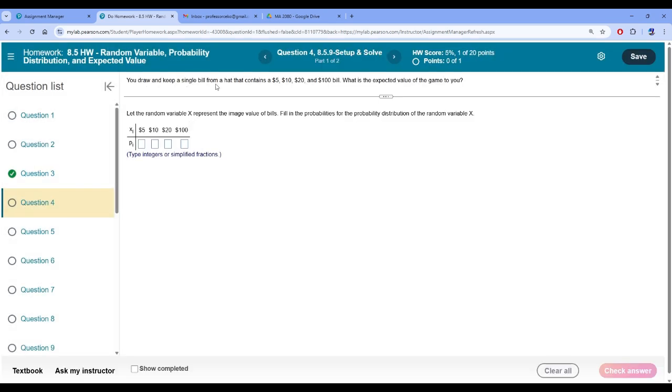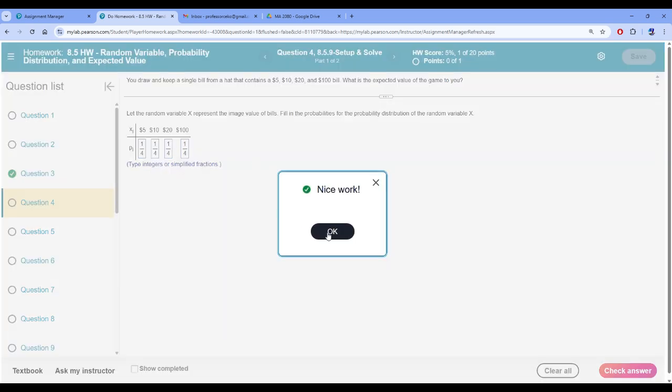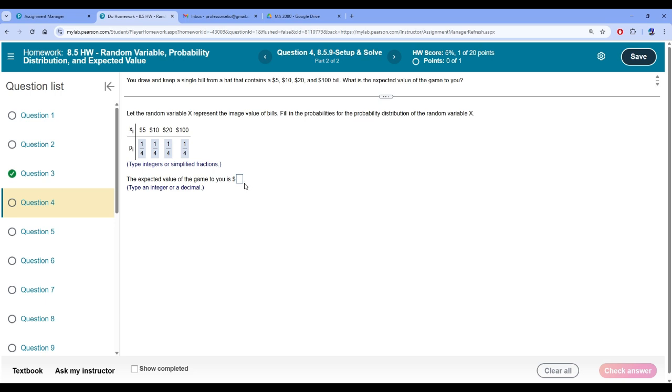So here, you draw a bill from a hat that contains 5, 10, 20, and 100. What's the expected value of the game? Isn't this just 1 out of 4, 1 out of 4, 1 out of 4, 1 out of 4, or 0.25? The expected value of this game is you multiply 0.25 times 5, 0.25 times the others, all added up, and you get your value.